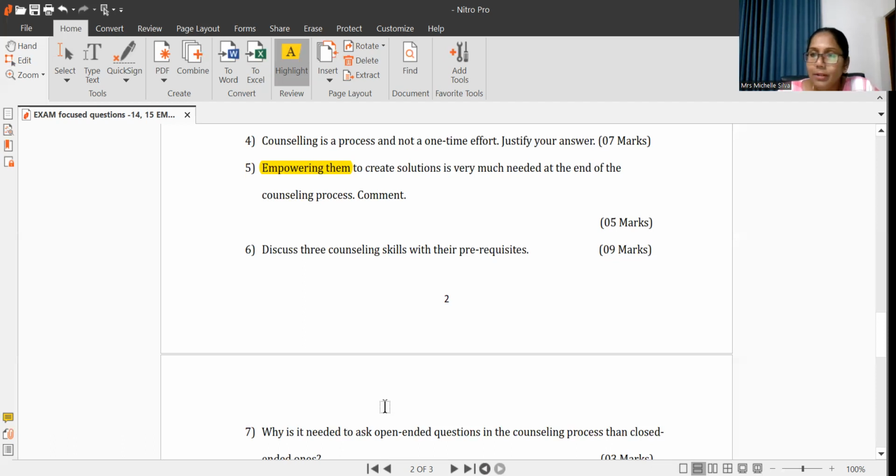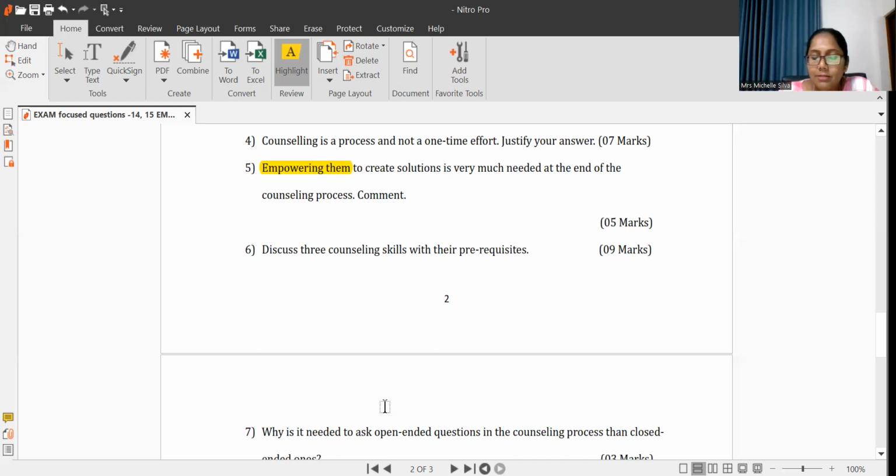If you write those points, definitely you can earn 2 marks. Actually, it's in the last sentence of the given explanation in your handout. It's on page number 4. Okay. Next one is reflecting and paraphrasing.